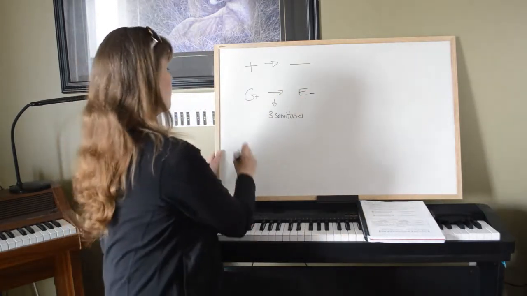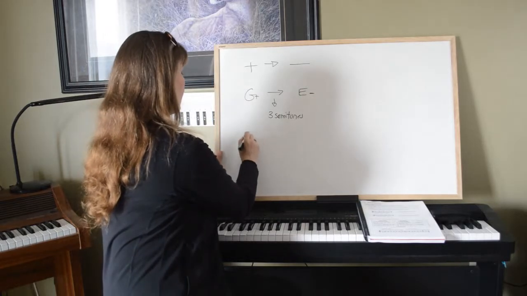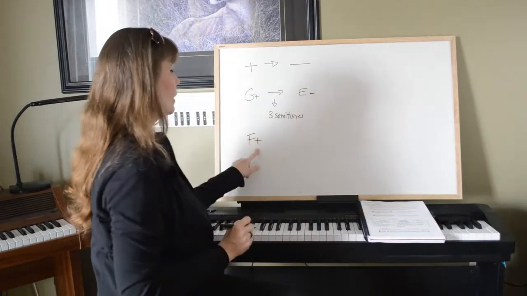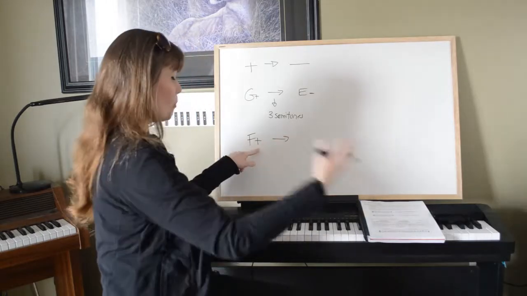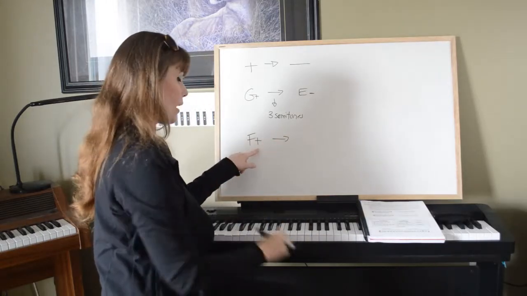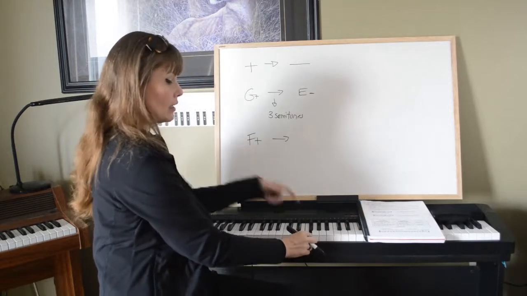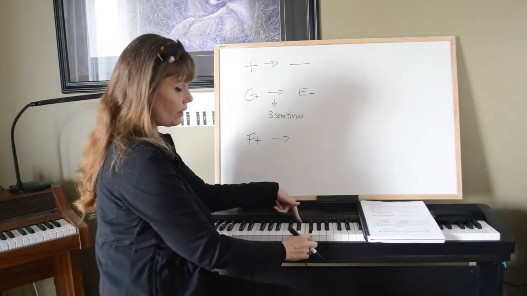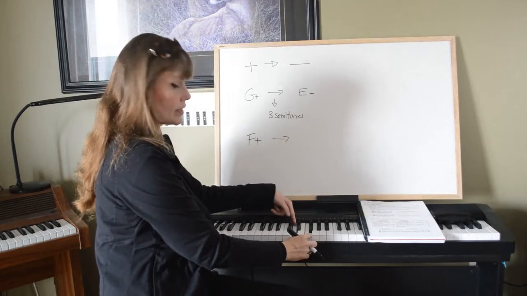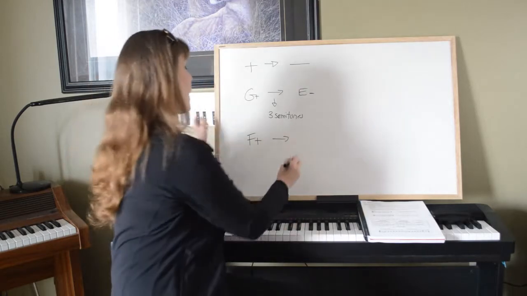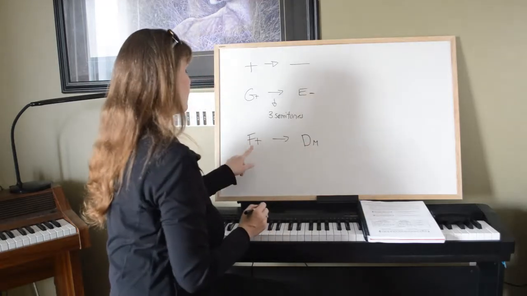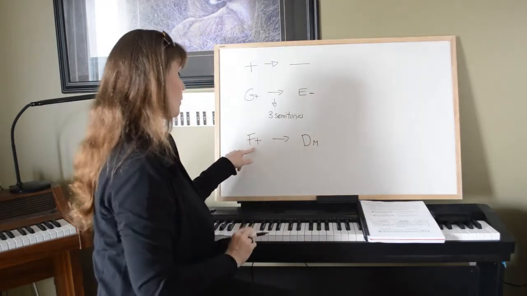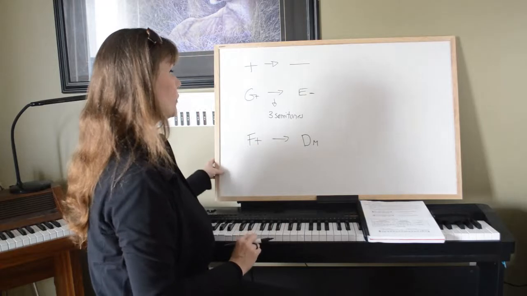Let's take another example. Let's say I'm in the key of F major, and I need to find the relative minor. I'm going to go back 3 semitones from F. So F to E is 1, E to E flat is 2, and E flat to D is 3 semitones backwards. So I landed on D, so I know that the relative minor of F major is D minor.